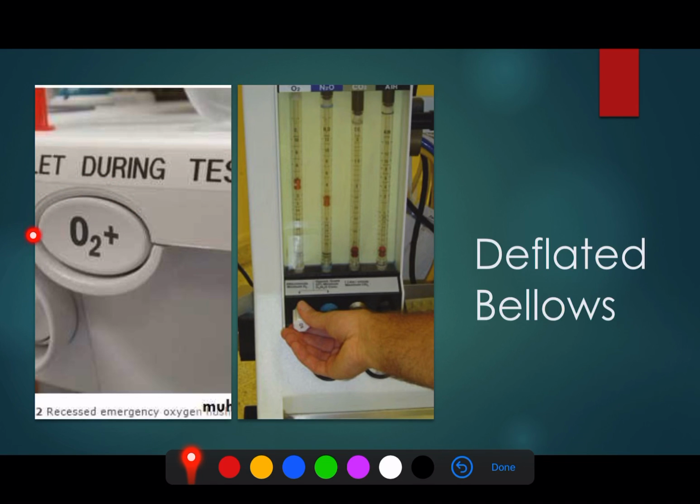So what does the oxygen flush button look like? Generally speaking, it looks like this. It's on the front of the machine and it's slightly recessed in. And you just press it in and keep hold of it until the bellows is filled up. The flow meters look like this. Generally speaking, the oxygen flow meter is often on the extreme left as you look at the machine and has this indented rotometer.